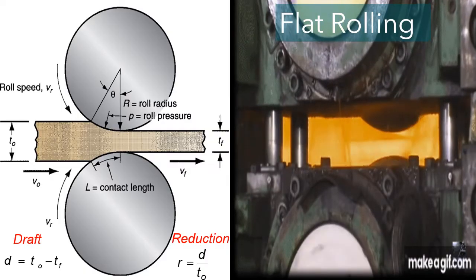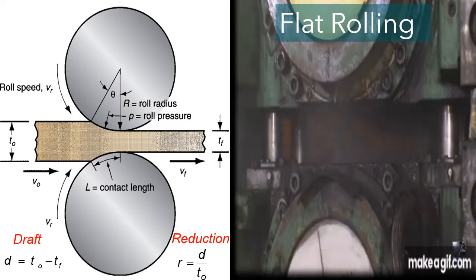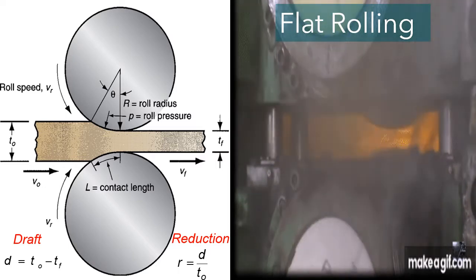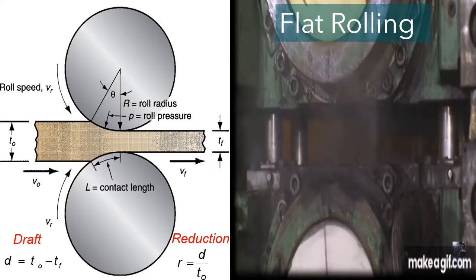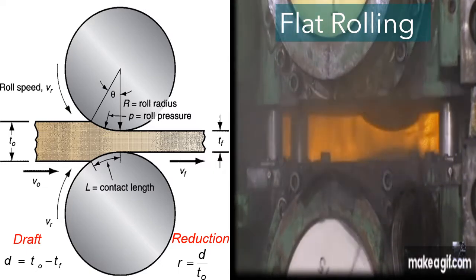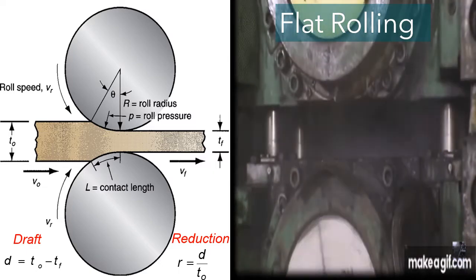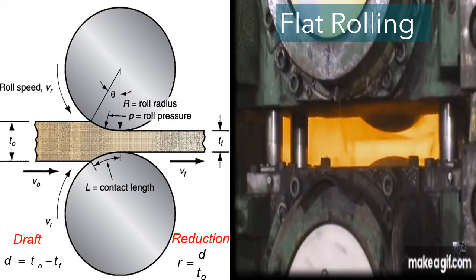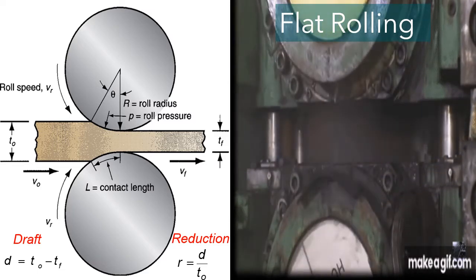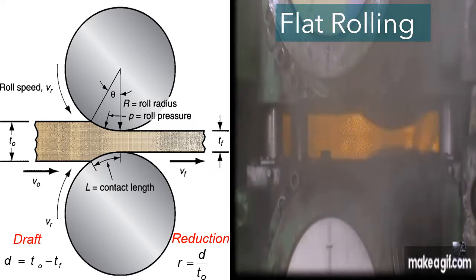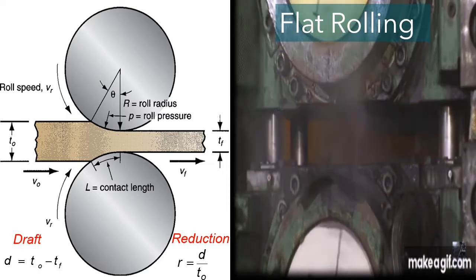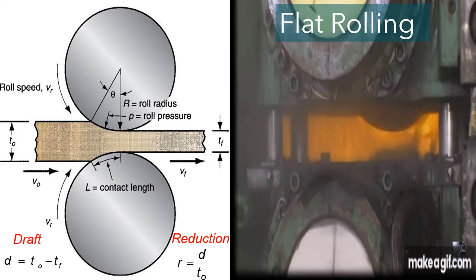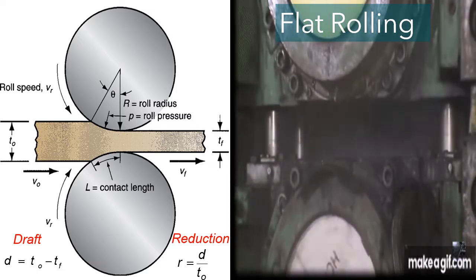The following diagram shows a side view of flat rolling, indicating before and after thicknesses, the work velocities, the angle of contact with the rolls, and other features. The draft is the amount of thickness reduction, and the reduction is the draft expressed as a fraction of the starting stock thickness. D is the draft, To is the starting thickness, Tf is the final thickness, and r is the reduction value.